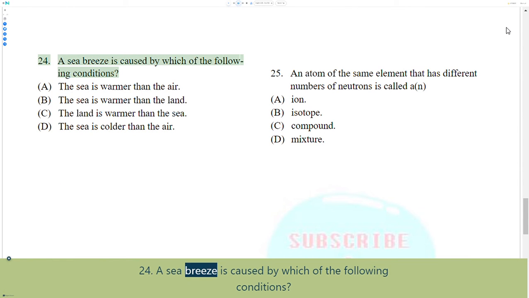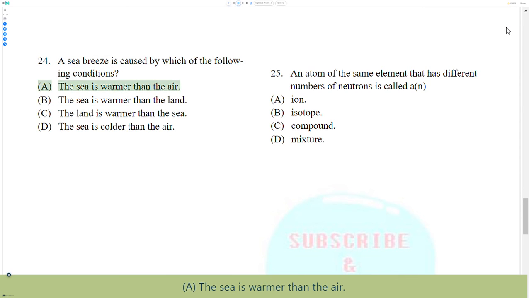24. A sea breeze is caused by which of the following conditions? A. The sea is warmer than the air. B. The sea is warmer than the land. C. The land is warmer than the sea. D. The sea is colder than the air.